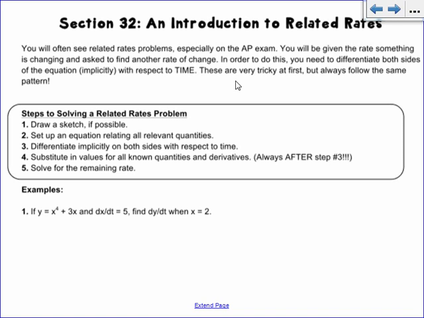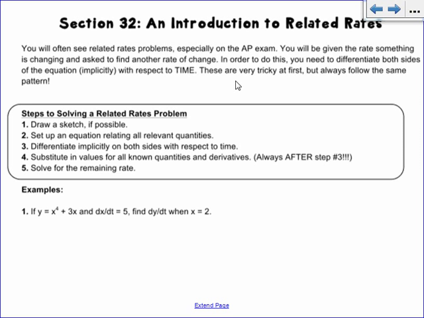So our steps to solving a related rates problem are very similar to optimization. We draw a picture, we choose variables that make sense, we take derivatives, and then we plug things in, right? So it's going to be very, very similar, but we're not optimizing. We're not finding a maximum volume or a minimum cost or anything like that.